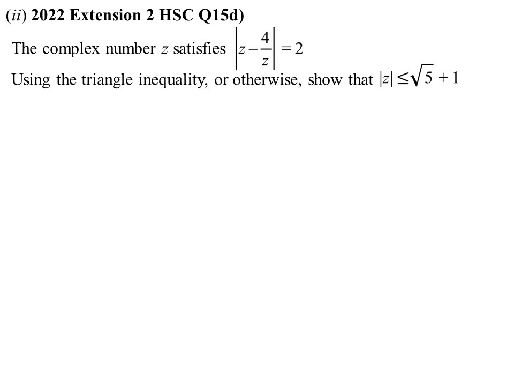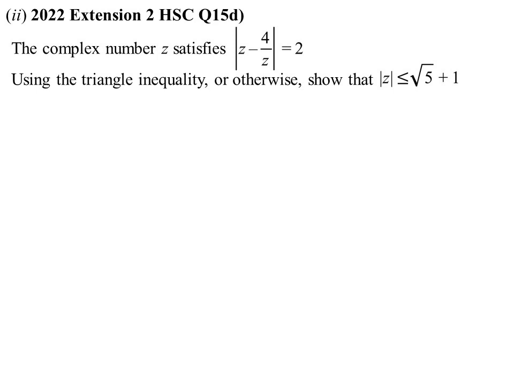Here's last year's. Complex number Z satisfies this expression. The modulus of Z minus 4 on Z is equal to 2. They've given us a bit of a hint. Use the triangle inequality, or otherwise, if you really want to go a different way, show that the modulus of Z is less than or equal to the square root of 5 plus 1.